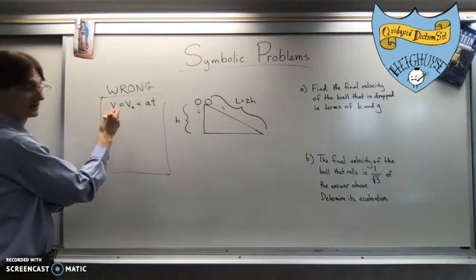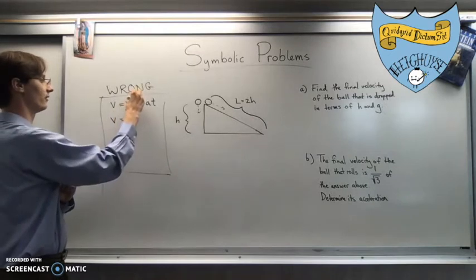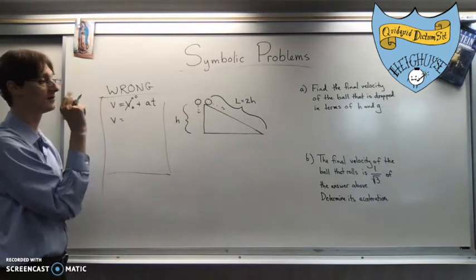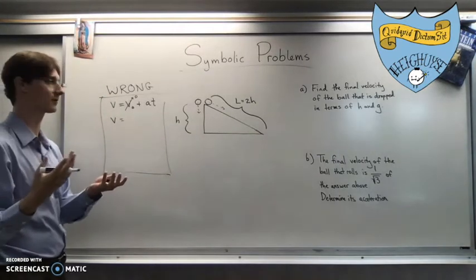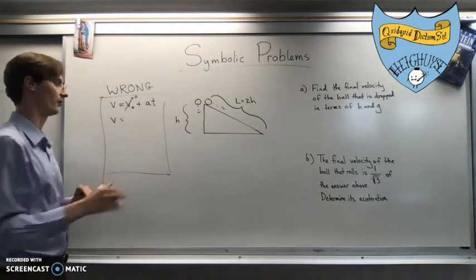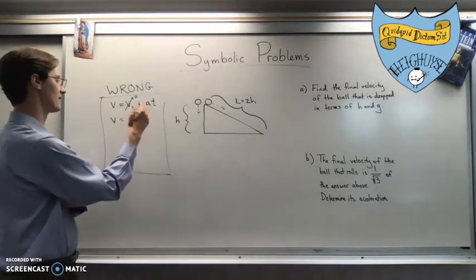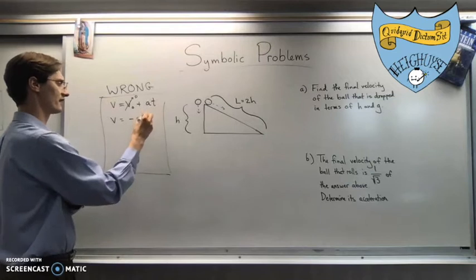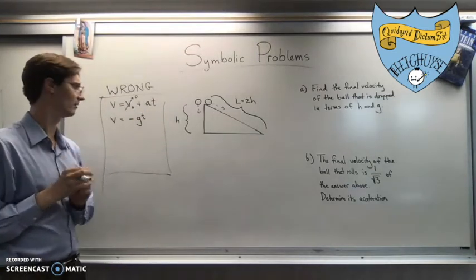Well, final velocity is what I want to know. I could say the initial velocity is 0. The acceleration is going to be negative, you might be thinking 9.8, but when we're doing symbolic problems, we don't say negative 9.8, we say negative g. And then, let's see, t. I guess I'll just say that it's t, because it's a symbolic problem, and I don't know what else to do.